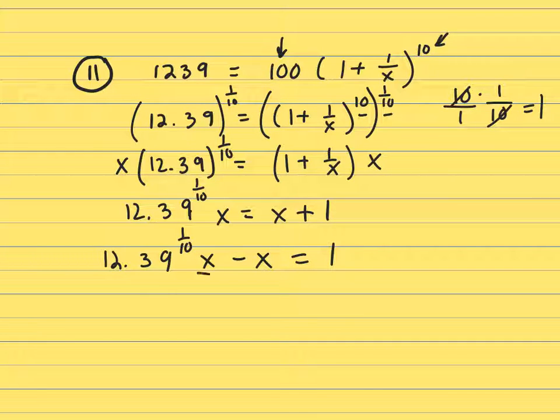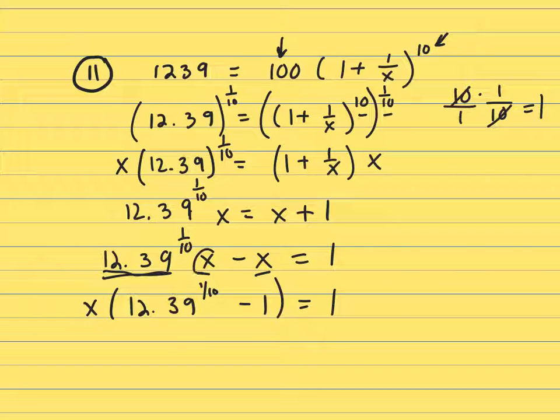Now I'd like to see 1x. Right now I'm seeing 2 x's, but that x is common in both terms. So factor it out. And that will leave me a 1 there. I factored the x out here and here. And now just divide both sides by this factor.